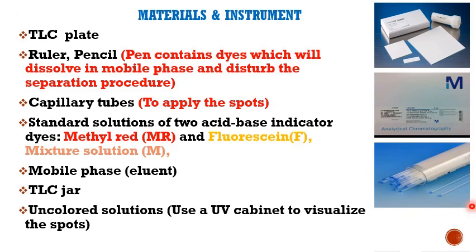So for your knowledge, if the solutions that you're using and spotting on a TLC plate are uncolored, you will need to have a UV cabinet in order to be able to visualize the spots. In this section, you will be given colored dyes, so we're not going to need the UV cabinet. But for your information, if you are using uncolored solutions, you should have a UV cabinet to be able to visualize these spots. Okay, let's go to the practical steps in order to perform this experiment.